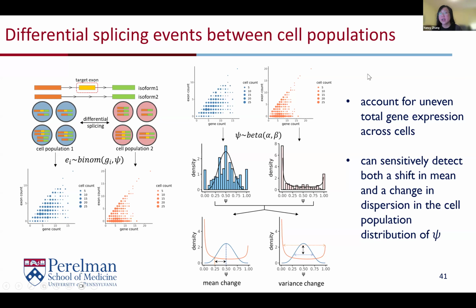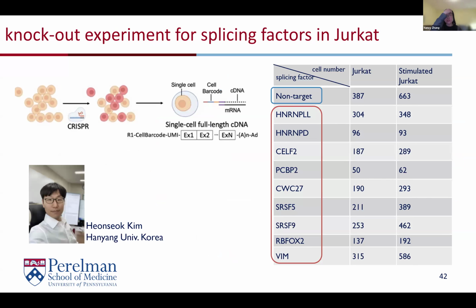mean or the variance. And this procedure accounts for uneven total gene expression across cells. So it could be that cell population 2 expresses a much lower count for this gene, right? And that shouldn't affect your estimate of psi, or it shouldn't affect your hypothesis testing of psi. So this procedure accounts for that, and it sensitively detects both a shift in mean as well as a change in dispersion.